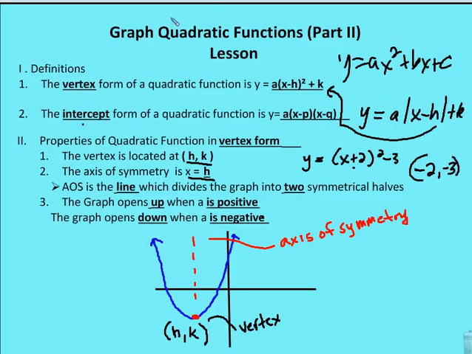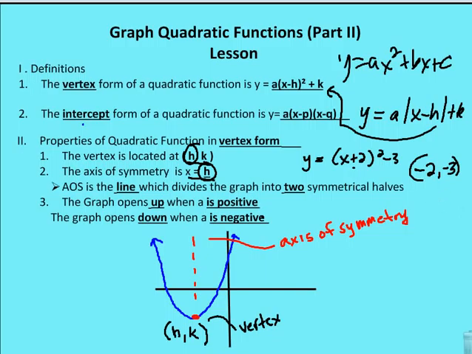Okay? Now I know where the vertex is, I can tell you where the axis of symmetry is, because the vertex, right, indicates the x value for the axis of symmetry. So the axis of symmetry is just x is equal to this h value, or in this case, x is equal to negative 2.